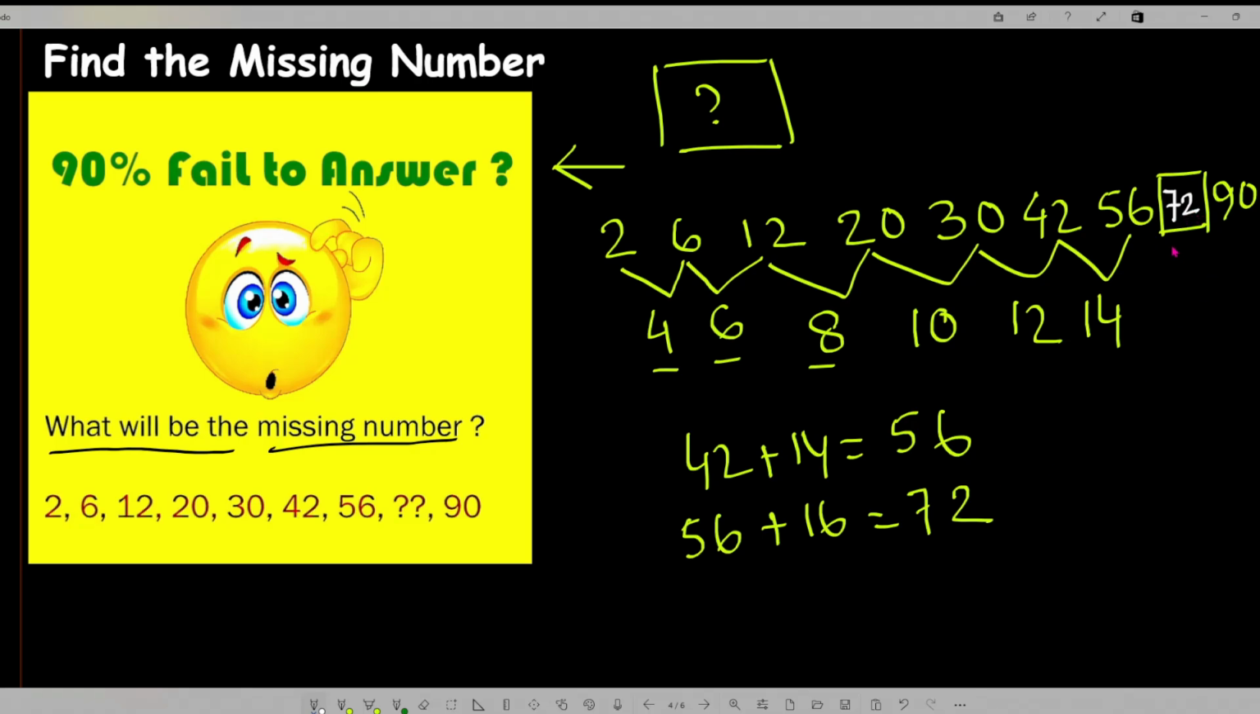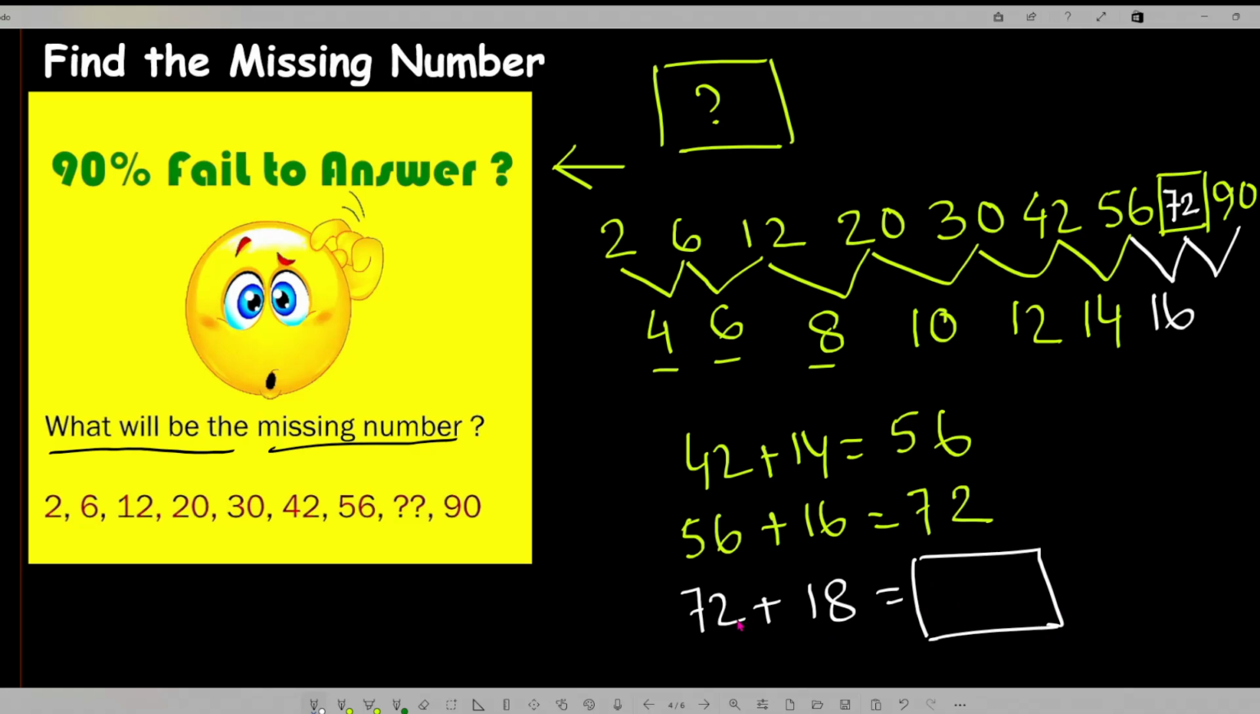But what about 72 to 90, if we consider 16 here? Look, in our calculation the difference increases by 2, so it means 18. Surprisingly, 2 plus 8 is 10, it means 0, carry 1, 7 plus 1 is 8, plus 1 is 9, and here is 90. So our missing number is 72.